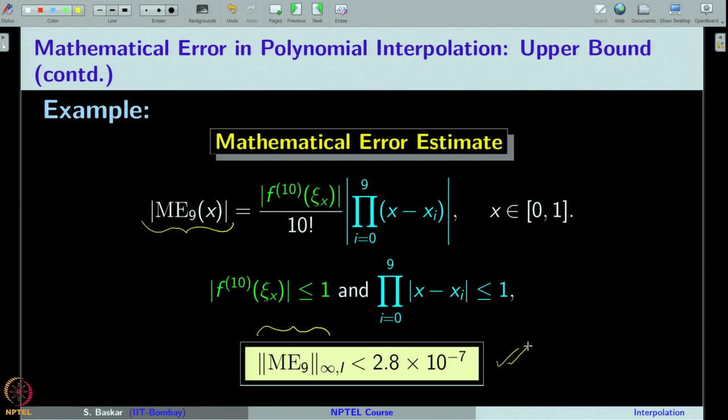Again, you can see that whatever the worst case mathematical error for the ninth degree interpolating polynomial may be, it is surely going to be less than 2.8 into 10 to the power of minus 7. That is what our analysis says. Now, if you think that you can tolerate this much error, then you can happily go for the ninth degree polynomial interpolation for your function. So, this is one illustration where you can use the expression for mathematical error to estimate your error.